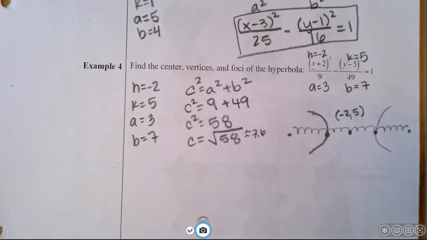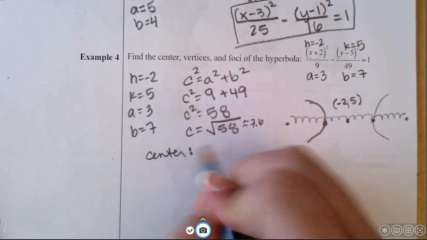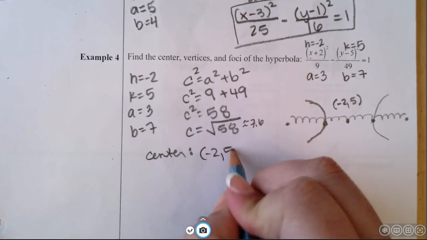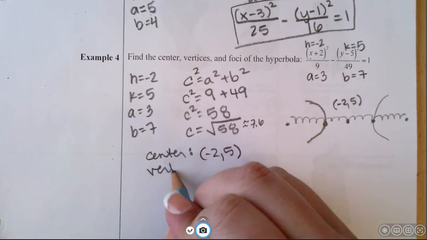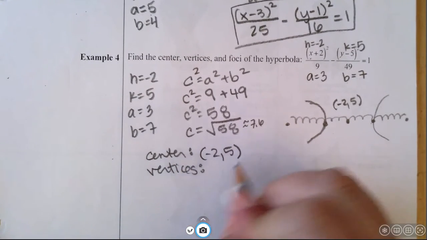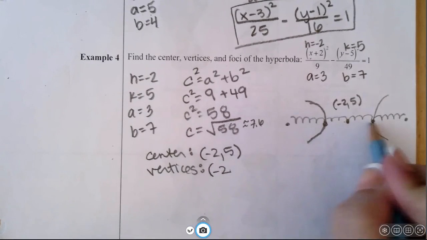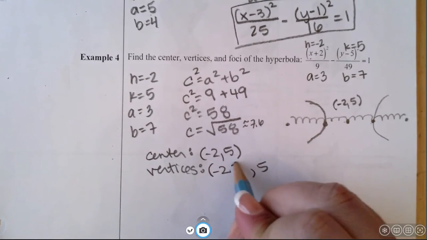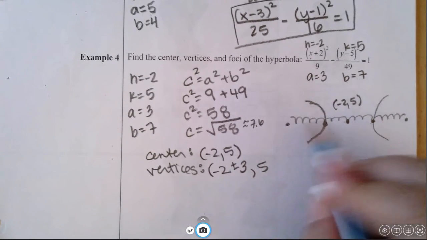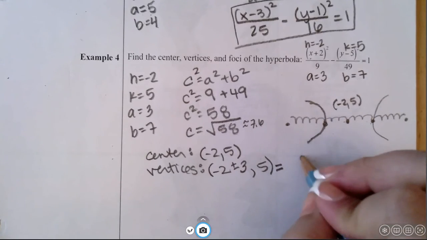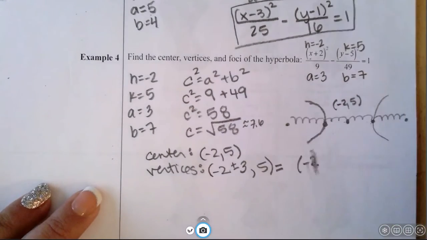So how do I find these points? Well, let's start with the center we have already found, -2, 5, from H, K. The vertices, those are the ones that are on the hyperbola, change the x value, plus or minus 3, my a value. I went 3 to the right and 3 to the left, which is -2, whoops, not -2.